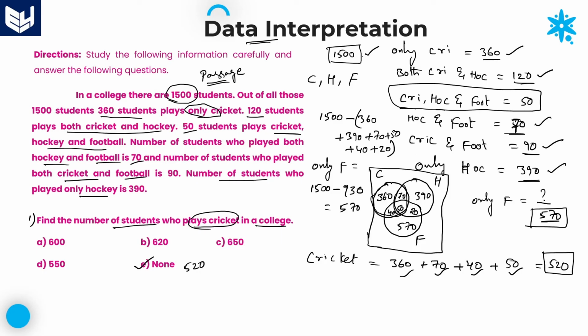Except cricket, here, hockey and football, only these two. Or else see, except only cricket, you need to take the values. Why? Because in these three circles, 70, 50, 40, these are also part of hockey and football, right? Therefore you need to take these two circles except only cricket. That means except 360, remaining all values you need to take.